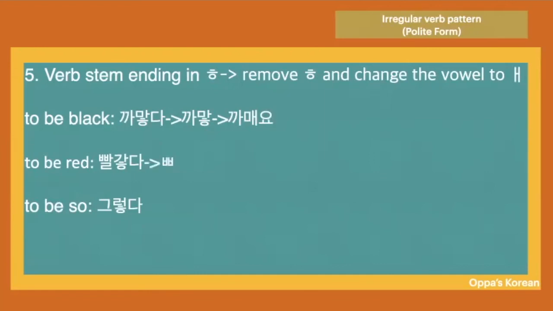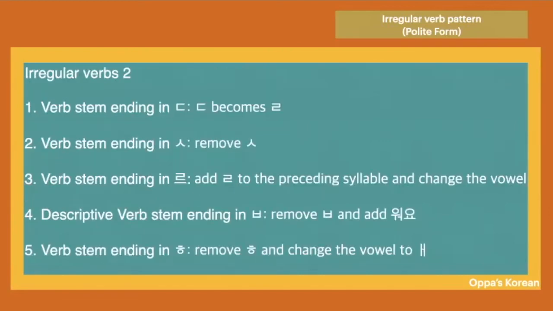To be red, 빨갛다. The stem is 빨갛. The stem ends in 히읗, so you remove the 히읗 and change the vowel to 애. Put the regular ending 요. 빨개요. To be so, 그렇다. The stem is 그렇, so the stem ends in 히읗. You remove 히읗 and change the vowel to 애. 그래요. Today we have covered these 5 irregular verb patterns.